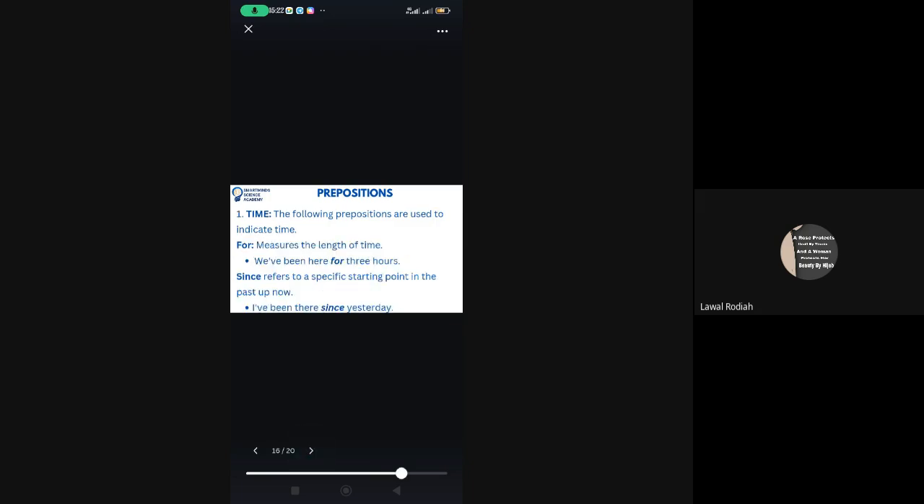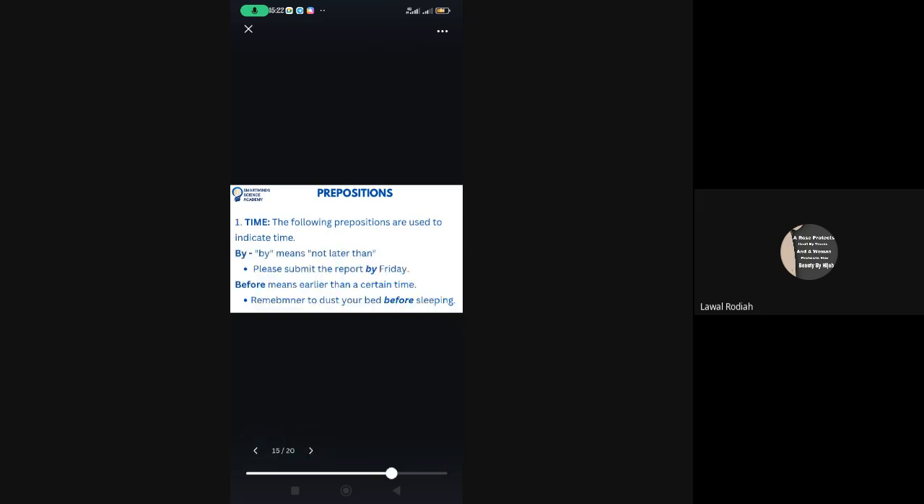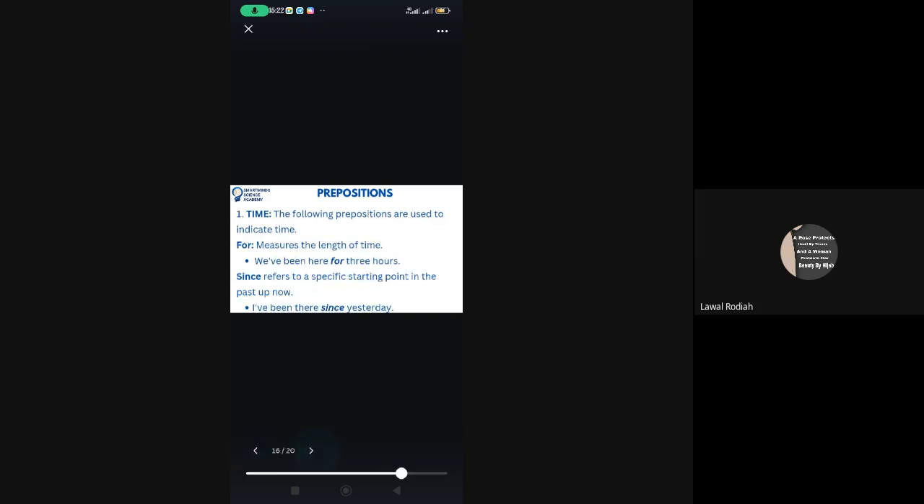Now, the next one we'll be looking at is "for". For is used to measure the length of time, to measure the duration. How long has that thing been happening? Then you use for. We've been here for 3 hours. It means that if I should measure the time, the duration, the length, we've been here for 3 hours. It is that long.